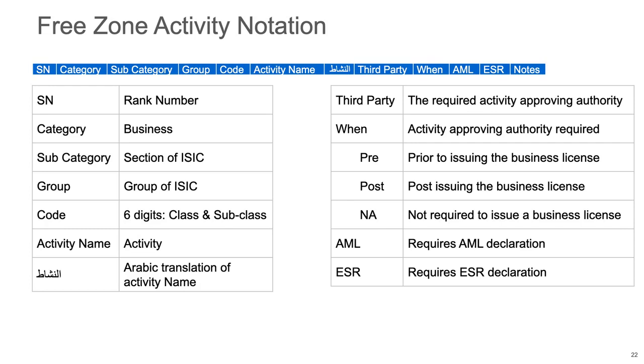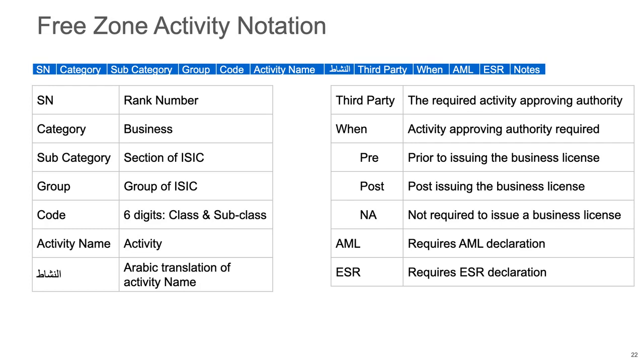Subcategory is the section name within ISIC. Group, 3 digits code of ISIC. Code, 6 digits code of a class and subclass. Activity name. This is the activity that will appear on the license. Activity is the Arabic translation of the activity name. Third party, the required activity approving authority.